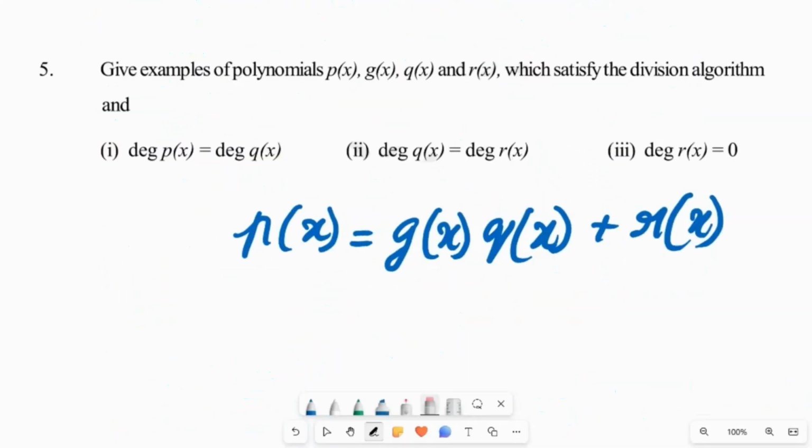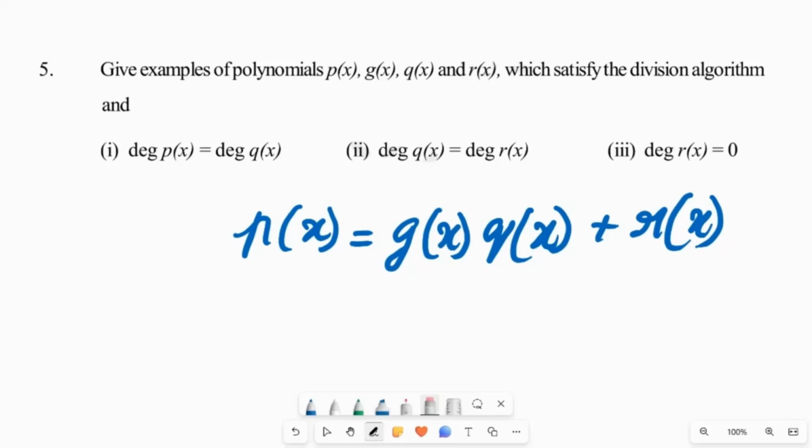Fifth question of exercise 3.4. You have to give examples of polynomials p of x, g of x, q of x, and r of x. They satisfy the division algorithm, and degree of p of x equal to degree of q of x, degree of q of x equal to degree of r of x, and degree of r of x equal to 0. So, what are the p of x, g of x, q of x, and r of x? Well, p of x is the dividend, g of x is divisor, q of x is quotient, and r of x is remainder.